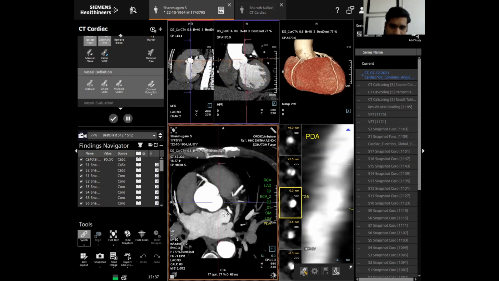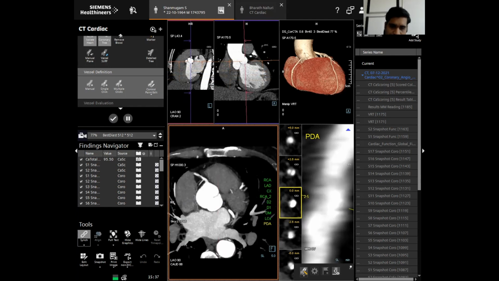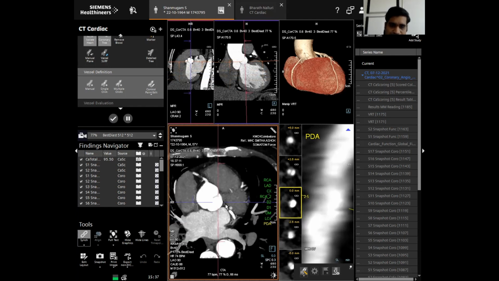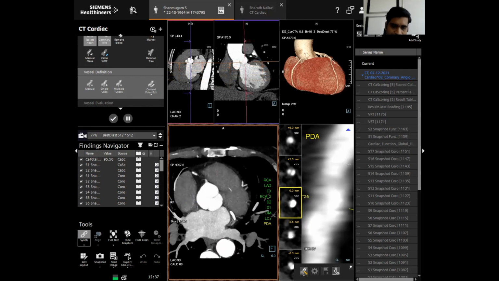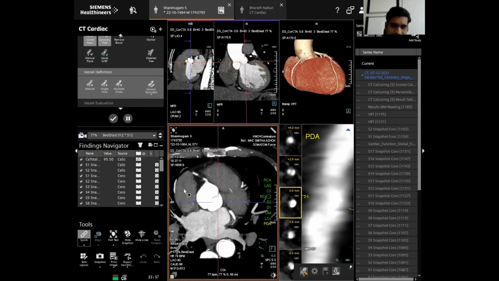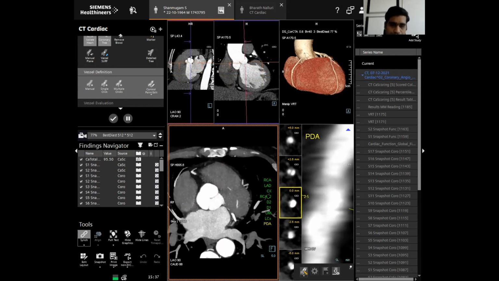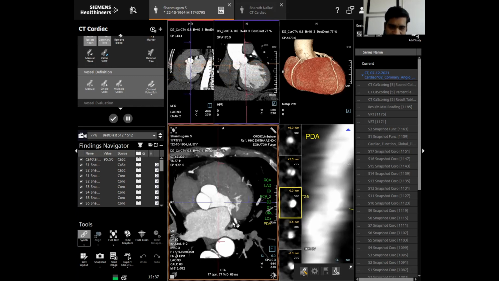Now there is a groove between left atrium and left ventricle. This is left atrioventricular groove. Similarly, there is a groove between right atrium and right ventricle. This is right atrioventricular groove. So this is left atrioventricular groove and this is right atrioventricular groove.